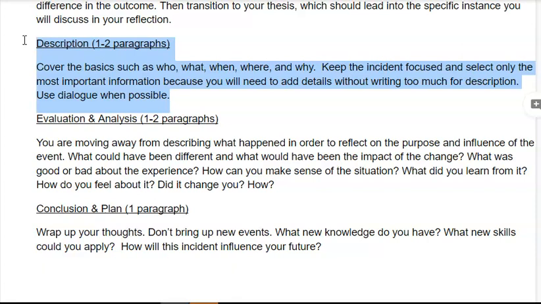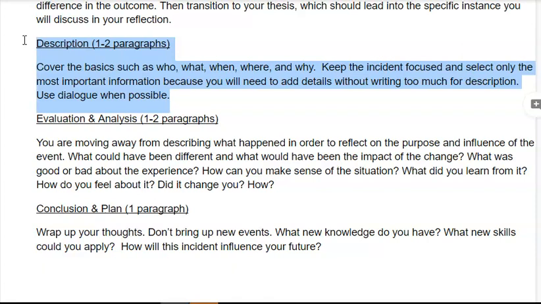Keep the incident focused and select only the most important information, because you will need to add details without writing too much for the description. And then you need to use dialogue when possible. And dialogue is where your quotes, like if somebody said something very specific, quote it instead of just saying they said that and then just kind of give a general. If you can be specific about something someone said, then do that.